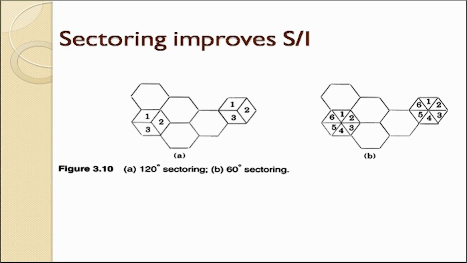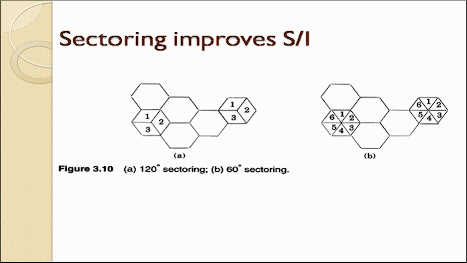Improving SIR based on sectoring. The idea behind using the directional antenna is the reduction in co-channel interference and thus increasing the system performance, which results from focusing the radio propagation only in a particular direction where it is required. This figure clearly explains 120 degree sectoring and another one for 60 degree sectoring. In 120 degree sectoring, the cell will be divided into 3 parts: 1, 2, 3. 3 sectors are available in the 120 degree sectoring.